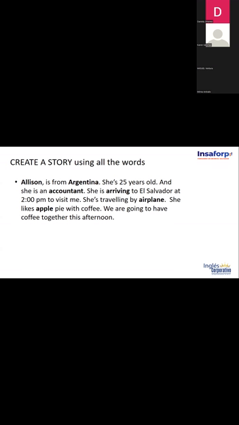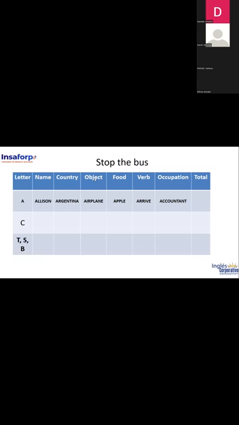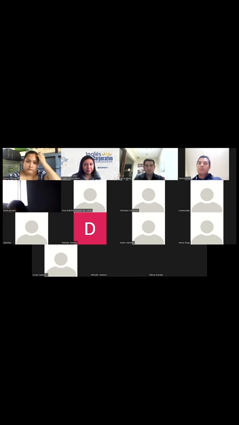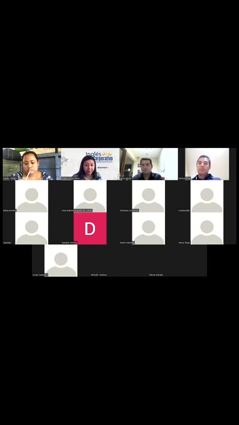So, now you are going to create a story, but you have to choose letter C, letter T, letter S, or letter B. You choose one of the letters and then create a story. So I was thinking that maybe we can make some groups and we make the story in groups of three or four, okay? You choose a letter and then you start creating the story in the group. So I will create the groups. Ready? Go.